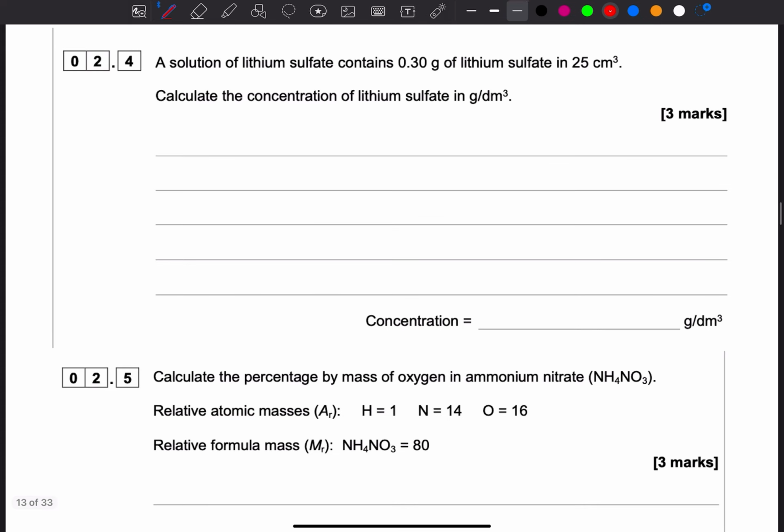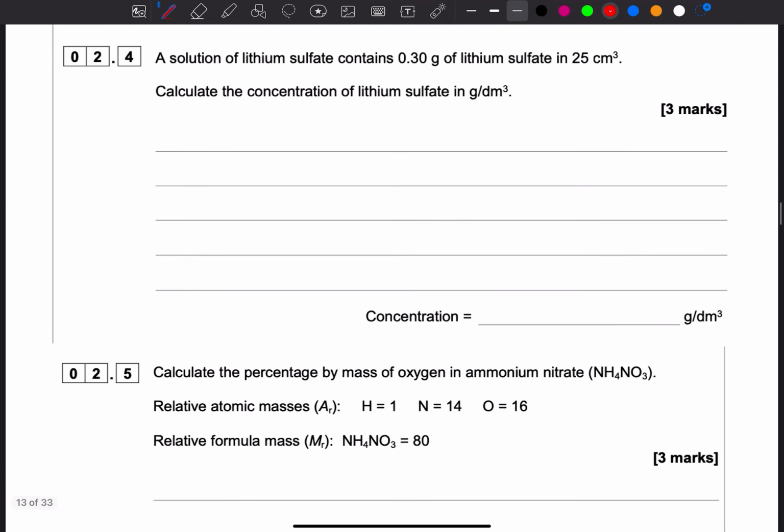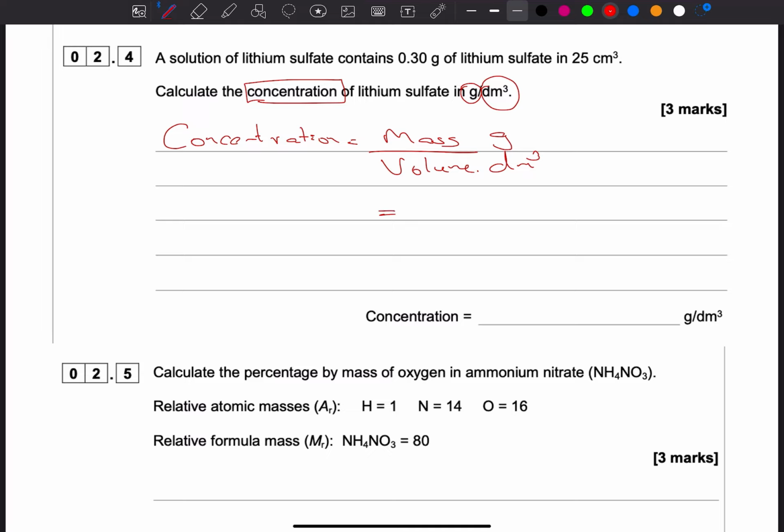Next one. The concentration. Okay, you should know the formula for concentration. Concentration is mass over volume. Okay, but they told you what mass should be. Look, mass should be in grams. In this case, volume should be in dm cubed. So concentration, they want the concentration. What is the mass? There you go. In grams, perfectly fine. 0.30, whatever.